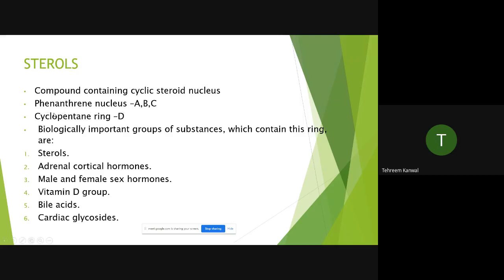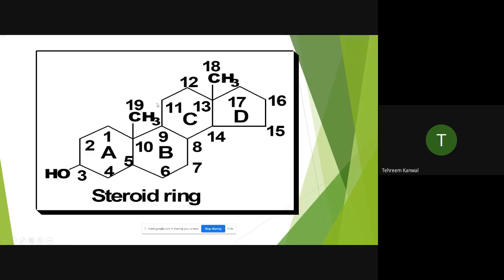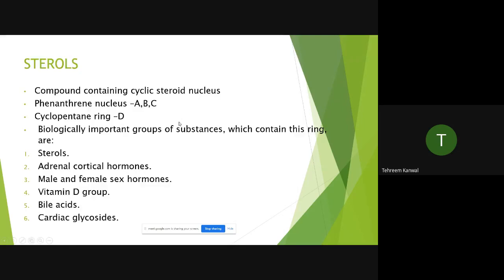If we discuss the cyclic structure of the steroid nucleus, it has a phenanthrene nucleus, which contains the A, B, C rings, while the D ring is the cyclopentane ring, which has a five-carbon structure. Biologically important groups of substances which contain this ring are the sterols, the steroid hormones, the adrenal cortical hormones, and the male and female sex hormones.